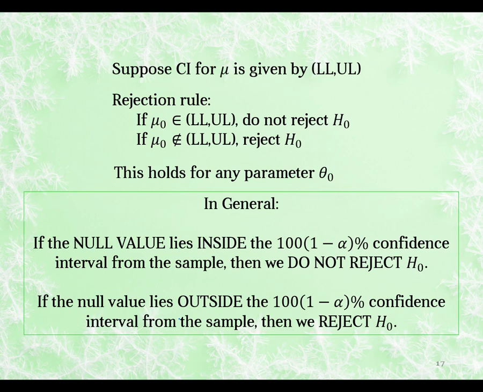Now, in general, what this just means is that if my null value lies inside the interval, we don't reject the null, because it makes sense that it is the population parameter. If the null value is outside the interval, then it doesn't make sense that it's the population parameter, so we reject the null in favor of the alternative.